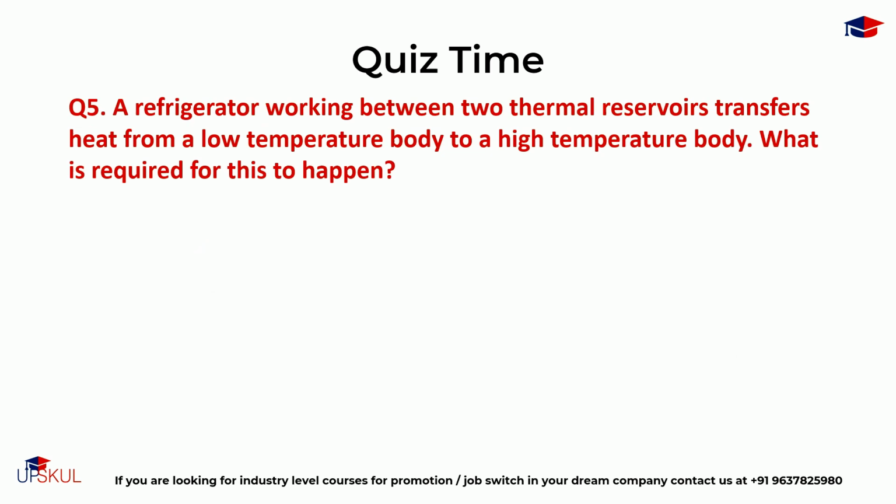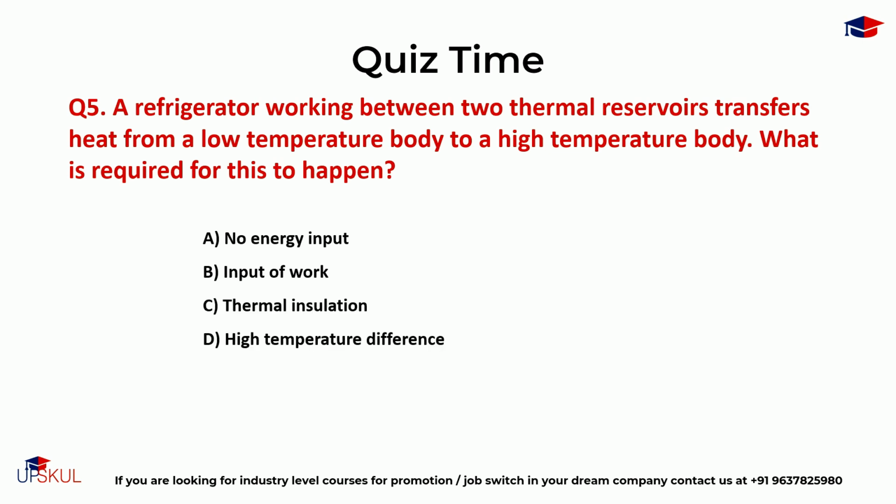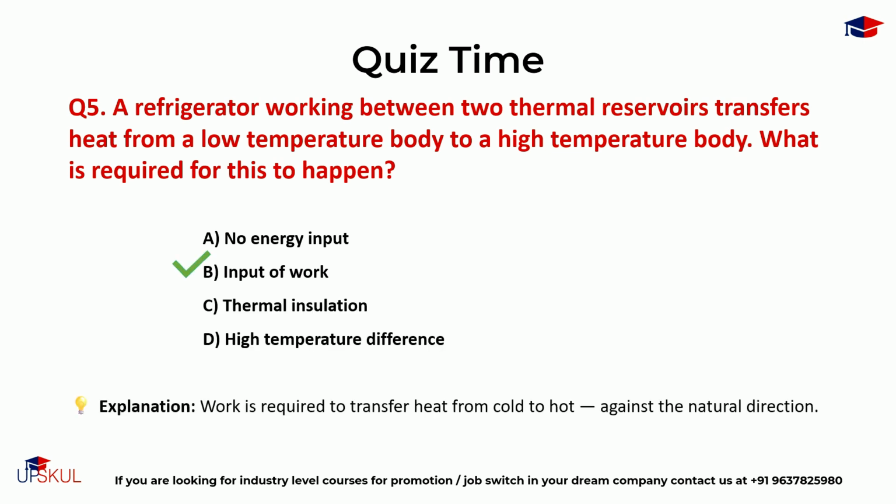Question 5. A refrigerator working between two thermal reservoirs transfers heat from a low temperature body to a high temperature body. What is required for this to happen? So, answer will be B, input of work, because work is required to transfer heat from a cold body to a hot body, to transfer heat against the natural direction.